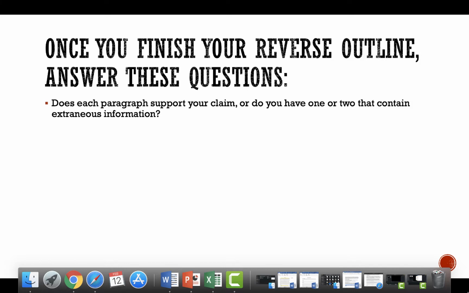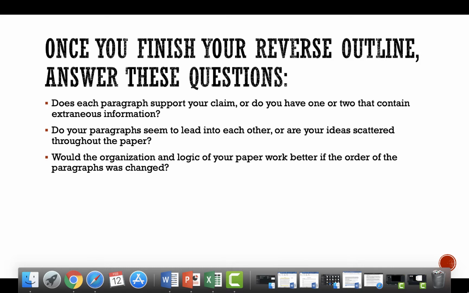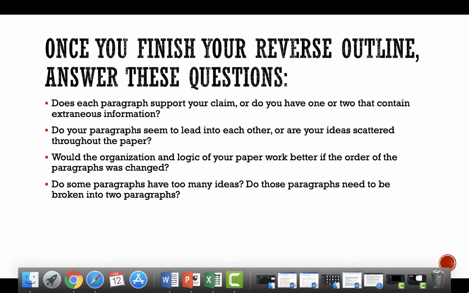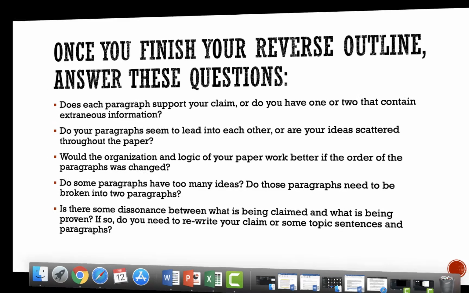Does each paragraph support your claim, or do you have one or two that contain extraneous information? Do your paragraphs seem to lead into each other, or are your ideas scattered throughout the paper? Would the organization and logic of your paper work better if the order of the paragraphs was changed? Do some paragraphs have too many ideas? Do those paragraphs need to be broken into two paragraphs? Is there some dissonance between what is being claimed and what is being proven? If so, do you need to rewrite your claim or some topic sentences and paragraphs?